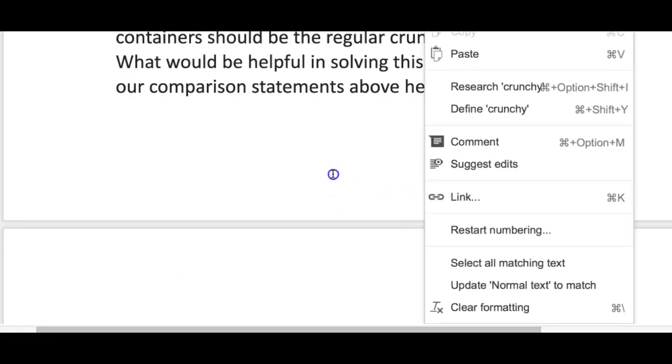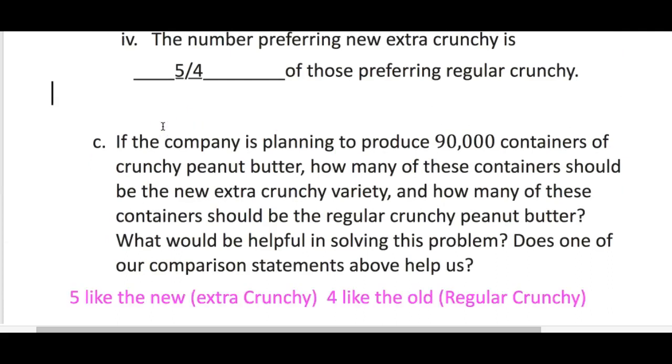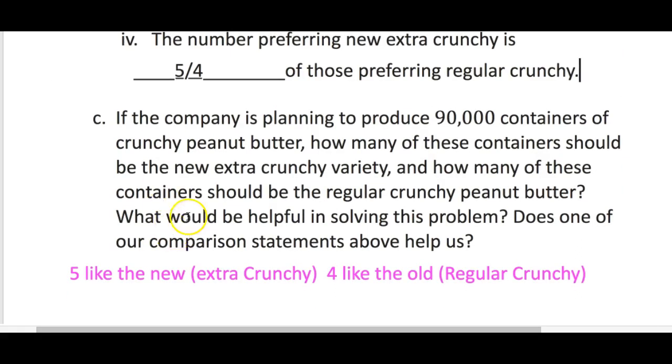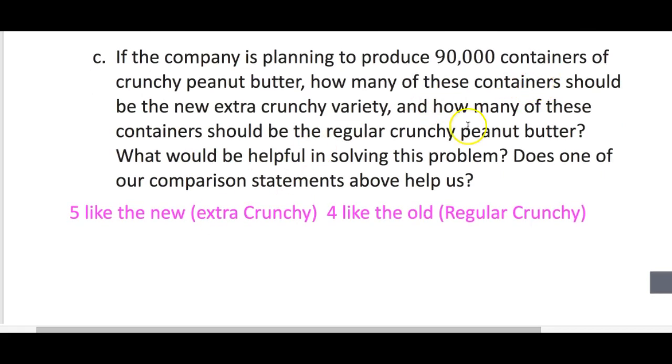Then, if we look at this and say, if the company is planning to produce 90,000 containers, so let's stop there. 90,000 containers of crunchy peanut butter is a big number. Do not let that throw you off. We can work with big numbers. How many of these containers should be the new extra crunchy variety, and how many should be the regular? So let's take the new extra crunchy first.